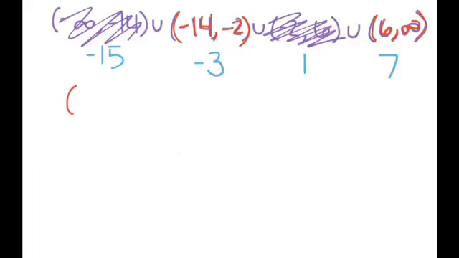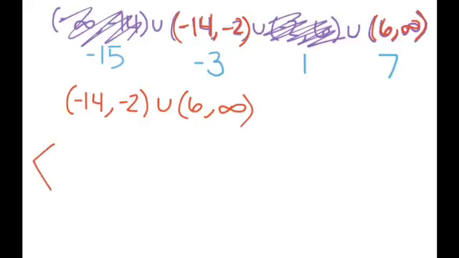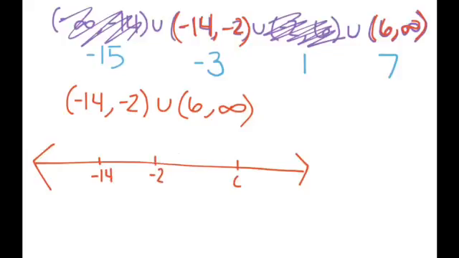We can rewrite the intervals that did work. So -14 to -2 and 6 to infinity, and then draw these out on the number line. Okay, so not inclusive, but everything in between -14 and -2, then non-inclusive of 6, and everything bigger than 6.